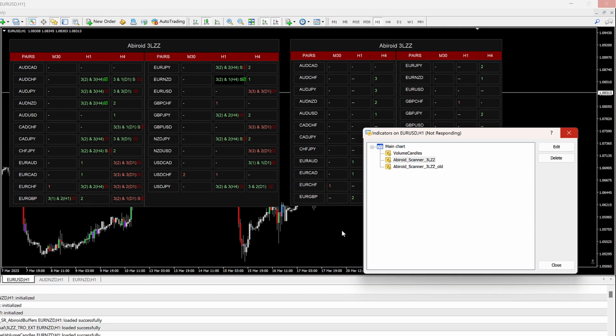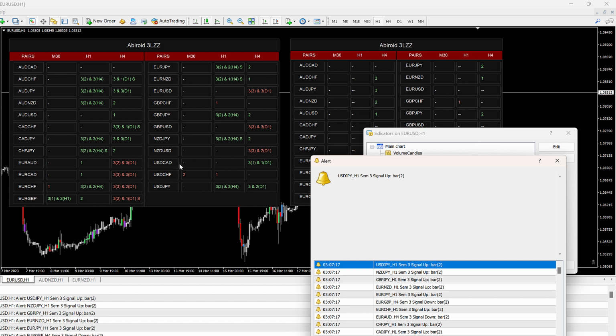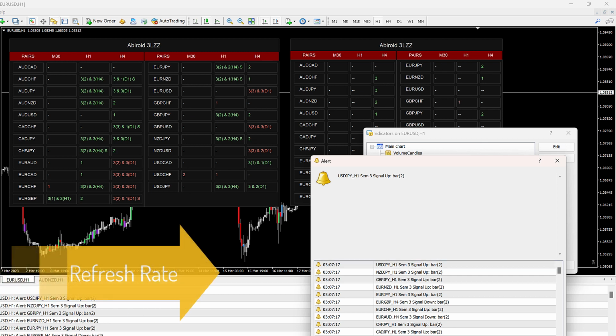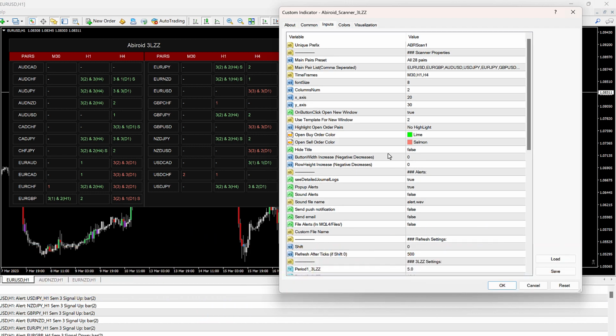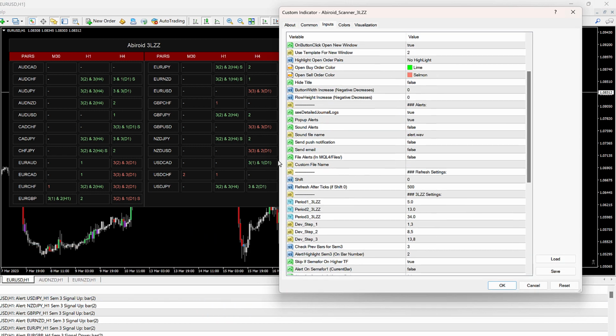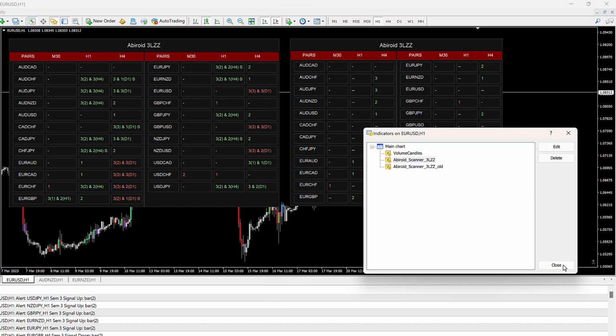I'm using all 28 pairs, which is why it takes about 4 to 5 seconds to load. And that will really depend on your machine and how many more indicators you have on. The next thing, let's talk about the refresh rate. So you can refresh this dashboard based on the number of ticks. Right now we have it at 500. Suppose you set it to 20. In that case, every 20 ticks, it will refresh this dashboard.